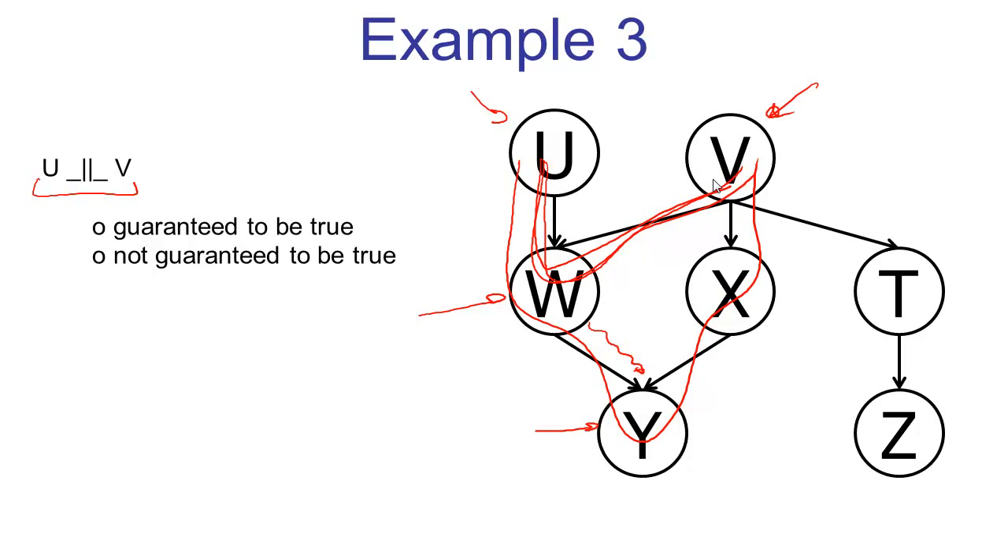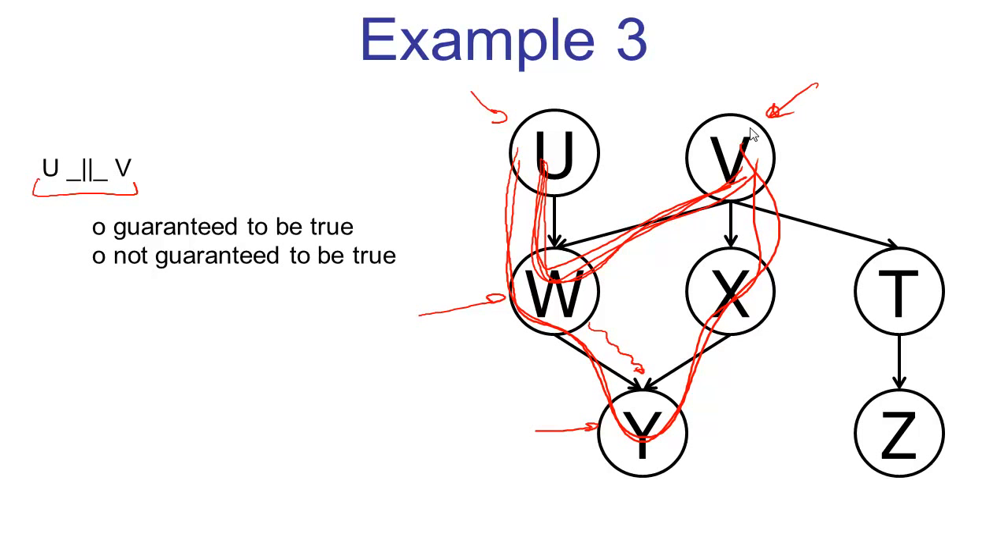Once we find an inactive triple along a path, the path is inactive. So this path here, UWV, is inactive. Let's look. Once we find an inactive path, doesn't mean we're done. We need to keep checking till we either find an active path or we have found that all paths are inactive. So let's move on to the second path.